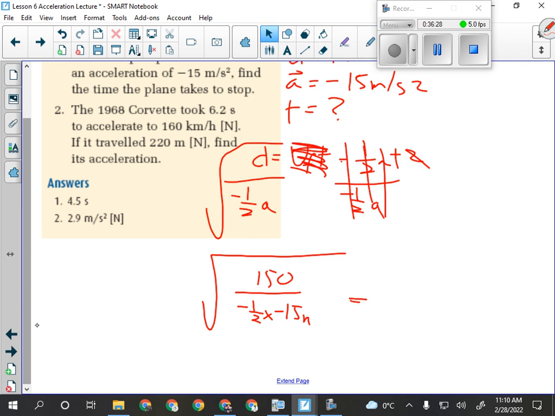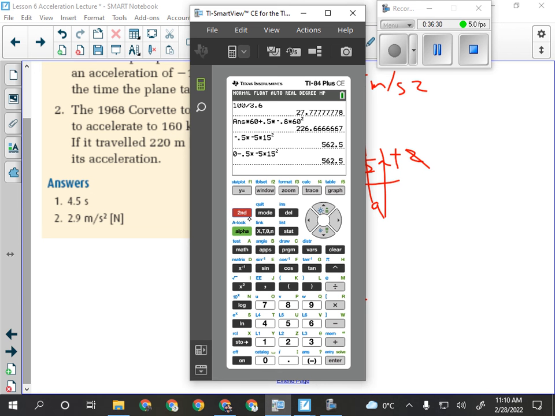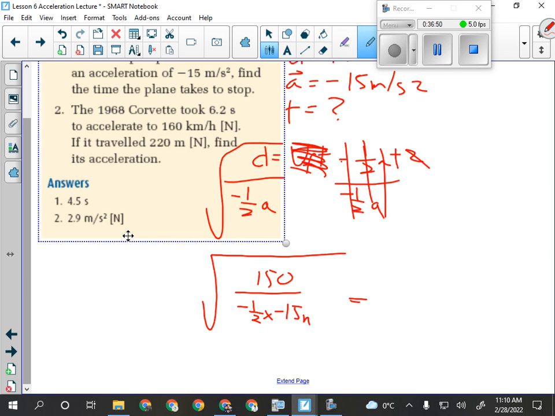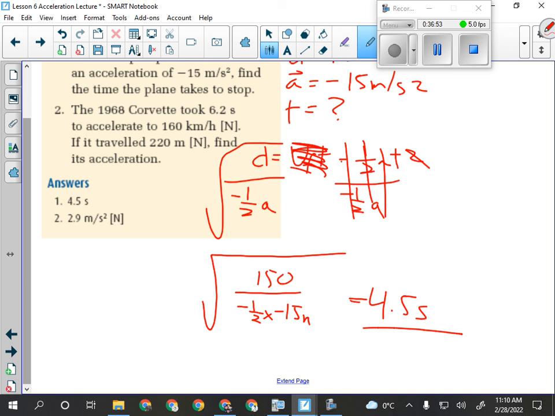So when I plug all these numbers in, I'm going to have the square root of 150 divided by, and then you have to put this in brackets, negative 0.5 times negative 15. Okay, so we're getting 4.5 seconds as our answer there. Everybody all right with that? All right, that's the toughest manipulation of that formula for sure.